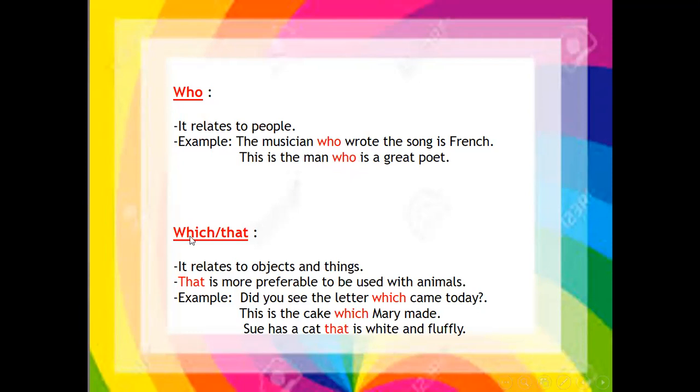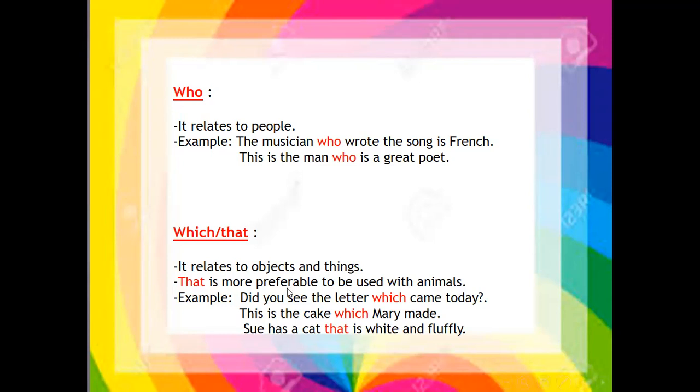The second one, which or that. It relates to objects and things. So we use which and that to talk about objects and things, like, for example, the table, the tree, the pencil. And also, that is more preferable to be used with animals. It is more preferable, من المفضل إن نستخدم that with whom? With the animals. So if you see, for example, the cat that, the dog that.